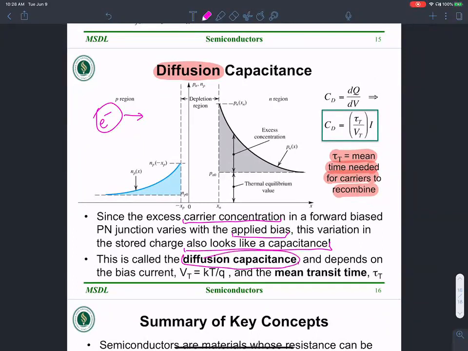So we looked at two kinds of capacitance. There's a depletion capacitance, and there's a diffusion capacitance. It depends on the bias current, the thermal voltage, and the mean transit time. Mean transit time is the average time that the charge carriers exist before they actually recombine.